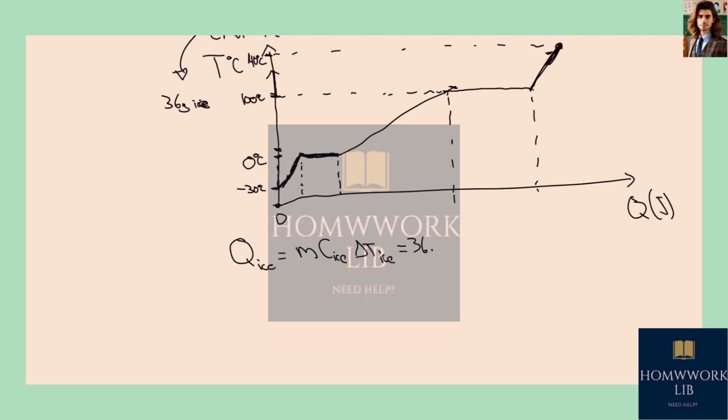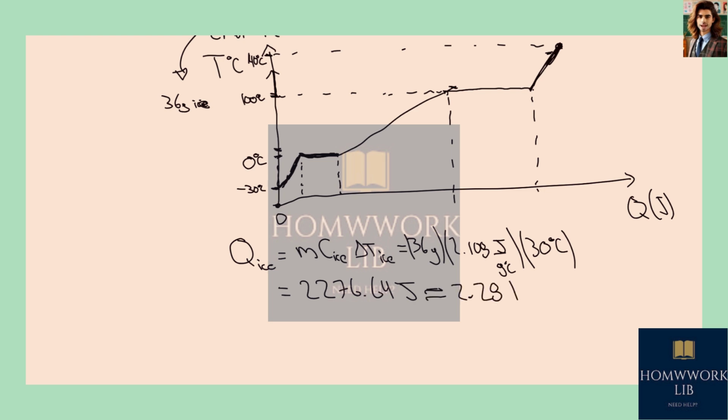So this is going to be 36 grams times heat capacity of ice that is provided by the problem, which is 2.108 joules per gram degree Celsius, times delta T for ice. This is going to be 30 degrees Celsius. This amount of heat is equal to 2,276.64 joules, which is approximately 2.28 kilojoules. So on my x-axis over here, the first point would be 2.28 kilojoules.